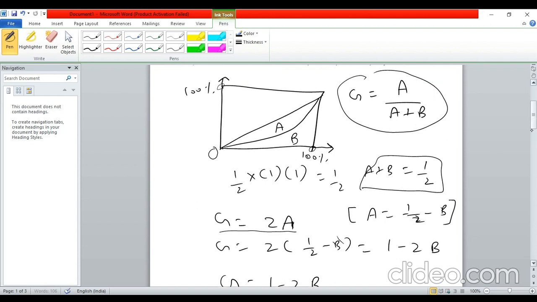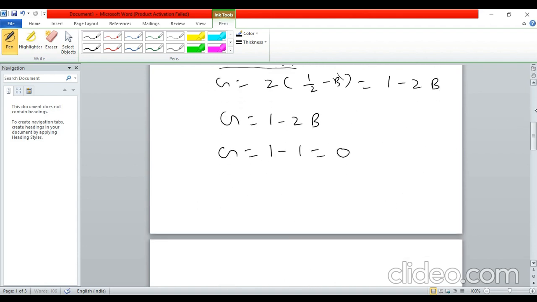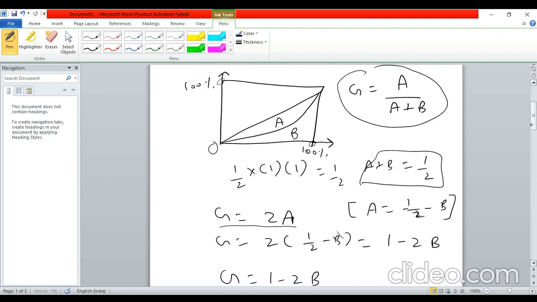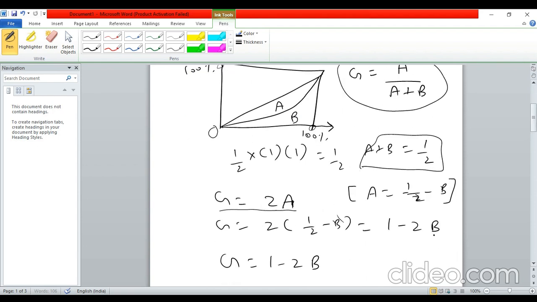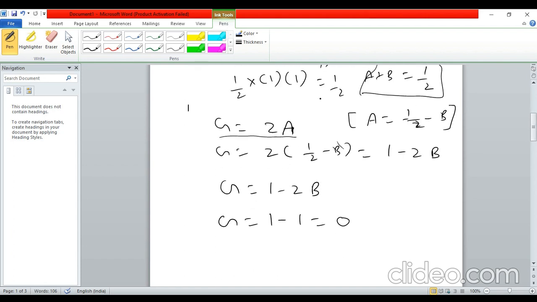Of course, people also try to remember Gini coefficient as equal to 1 minus 2B. If you can remember this, then it is very good. Then you can directly put the value of B and get the answer. But if you don't remember, like me, because I do not like to remember these formulas, you can quickly derive it like this. So G is equal to 1 minus 2B, and B we were given as 0.5, so G will be equal to 0, right?